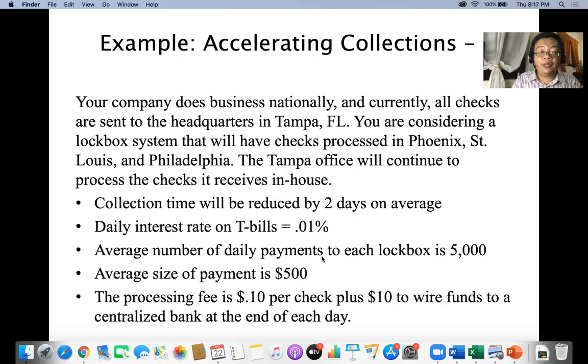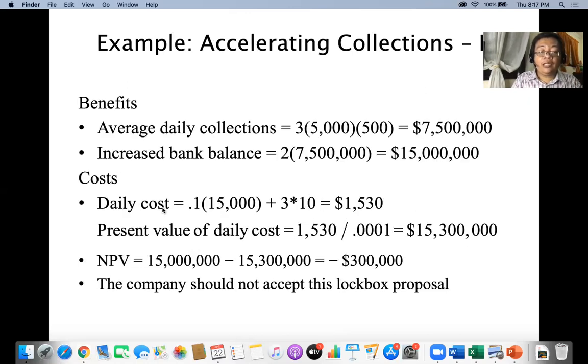The 10 here is basically parang yung cost mo ng wire funds. Ito yun. No? Yan, 10. So you have your 10. So magkano yung daily cost mo? The daily cost mo is 1530. Gets ba? Gets ba, Khalil?